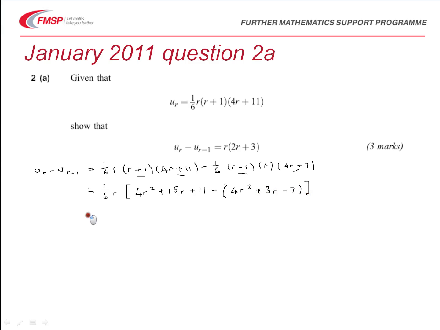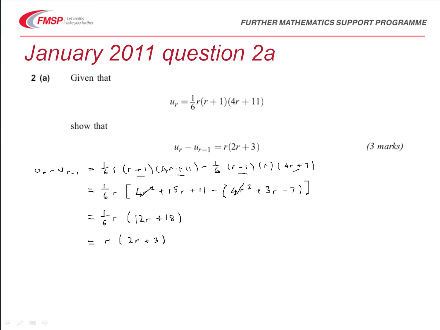Now we have to simplify this, so we've got 6R, and then we can see, well, the 4R squareds will cancel. So we've got 15R minus the 3R, which gives us 12R. And then we've got an 11, take away a negative 7, which gives us 18. So we can see that has a common factor of 6, which with the 1/6 will cancel to give us R times 2R plus 3, which is the required result.